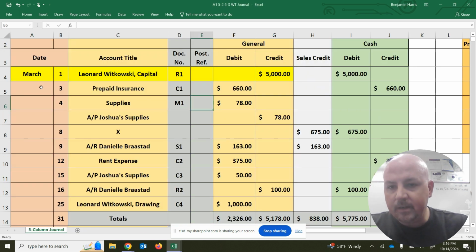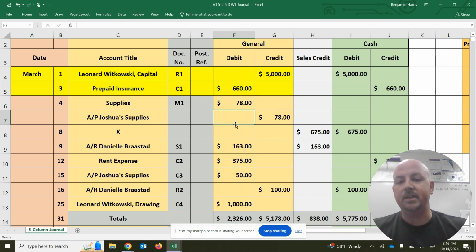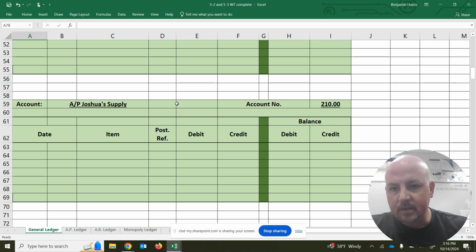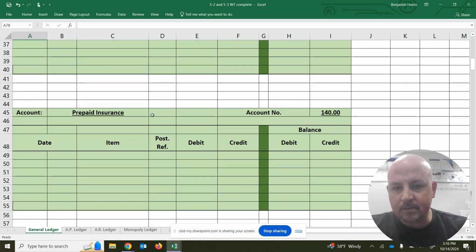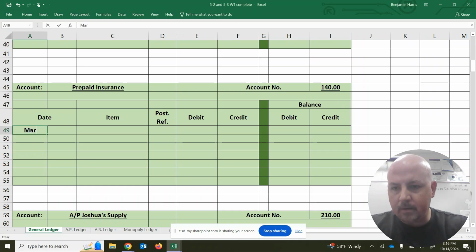The next one here, prepaid insurance getting a debit of $660. We're going to put that into the ledger here. Prepaid insurance, like any asset, is going to be in the 100s. So let's go find prepaid insurance. There it is, 140. The date is March the 3rd.